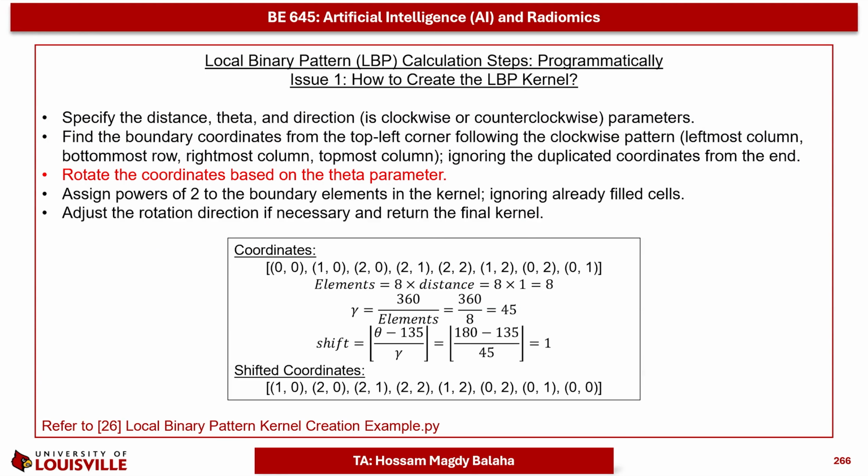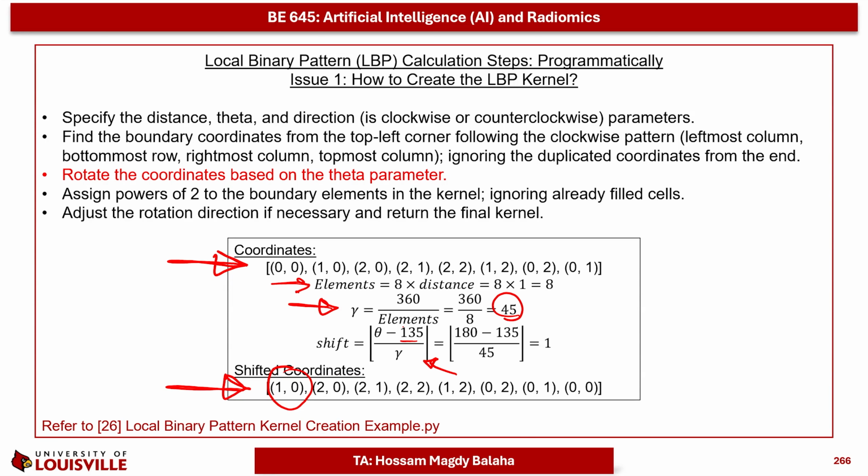After that, we will rotate the coordinates based on the given theta parameter. We have the given coordinates, and we need to obtain the shifted coordinates so that we obtain the correct starting cell. How can we do that? Simply using mathematics. We have number of elements equal to 8 multiplied by the distance. So 8 multiplied by 1 will be 8. Then find gamma, which will be 360 divided by the number of elements, and in our case here, we have 45. Then check the shift: theta minus 135, divided by gamma. And then floor the value if there are any decimal points.